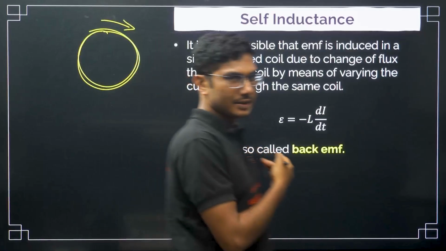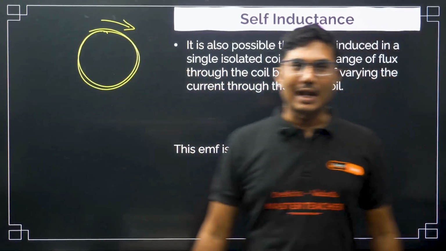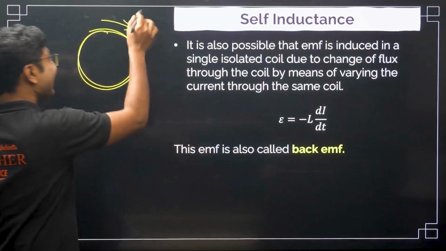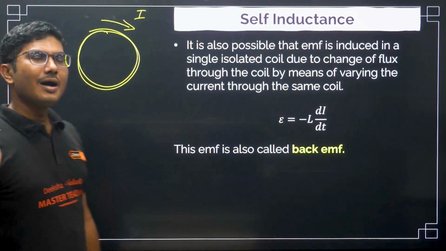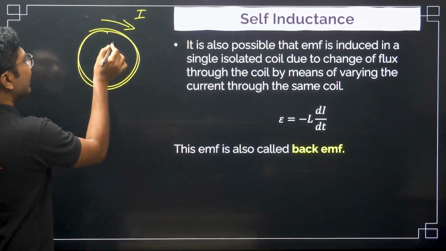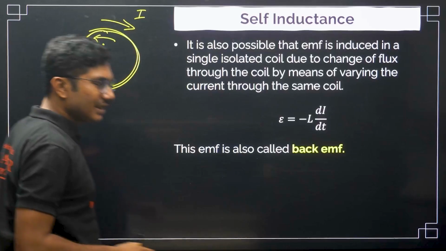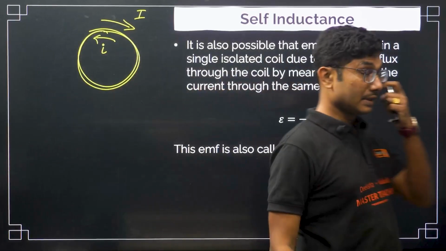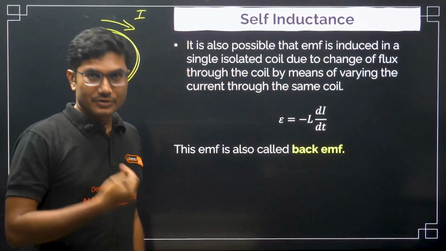through which current is already being allowed to pass. We have some battery attached to it, and the current is being allowed to pass. Now even in this particular case, this current will induce a magnetic field, and it will try to send an induced current in the opposite direction. So this is called self-inductance.